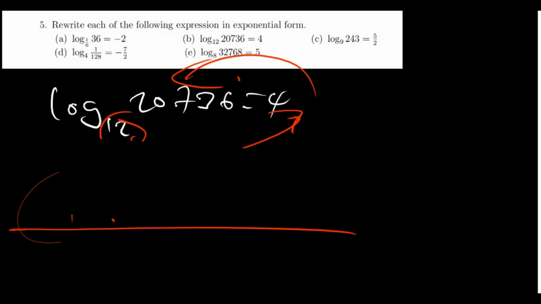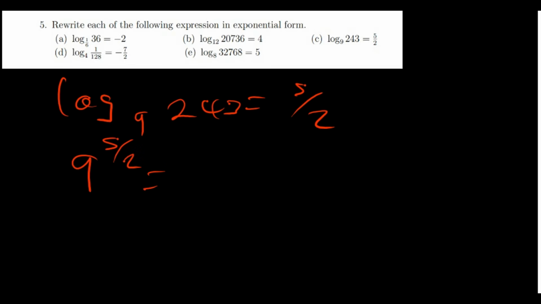Okay, let's now go to C. C is saying log base 9 of 243 is equal to 5 over 2. So this is just 9 raised to the power 5 over 2 is equal to 243. That is now an exponential. We are coming out from log to exponential.